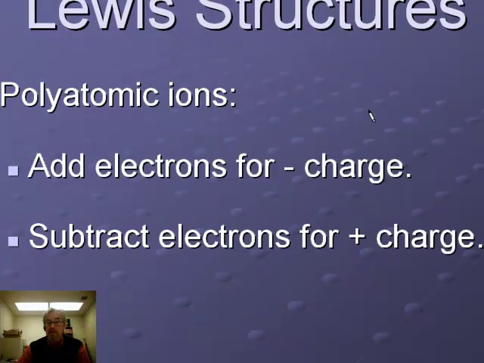For polyatomic ions, you do everything the same as for doing molecules, except you add electrons to equal the negative charge that's on your ion, and you subtract electrons to make up for the positive charge that's on a cation.